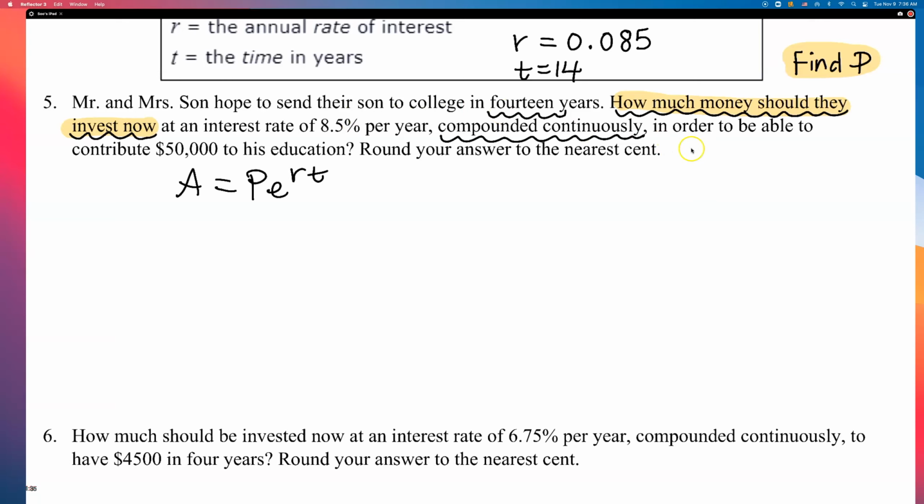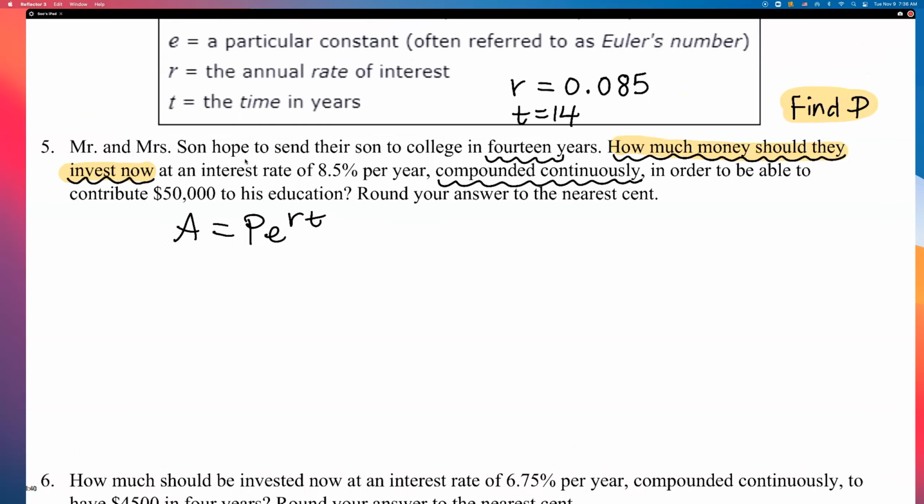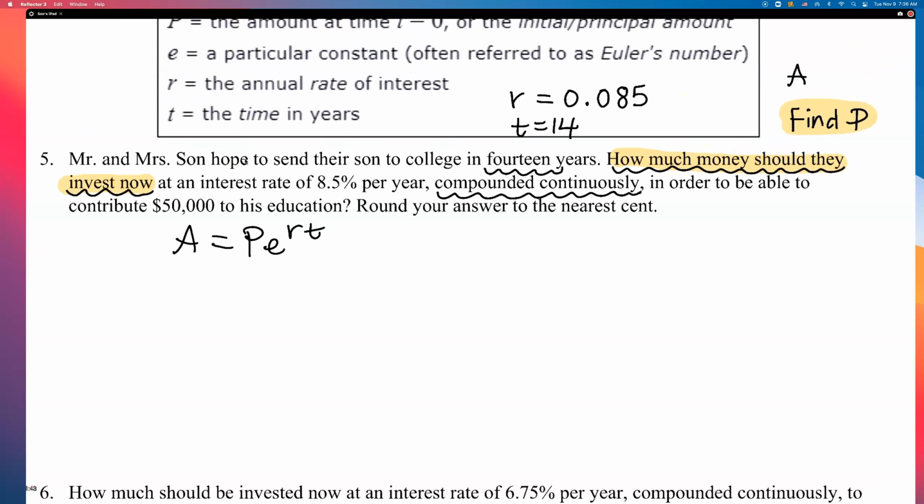Okay. In order to be able to contribute $50,000 to his education. So we are given A, the ending amount that Mr. and Mrs. Sun want is 50,000. So we don't know what the initial value is, but we have the goal amount of 50,000. So we're going to plug in 50,000 on the other side, but keep P as P. That's what we're trying to find. And we're going to say e is getting raised to the R, R is 0.085 times T of 14 years.